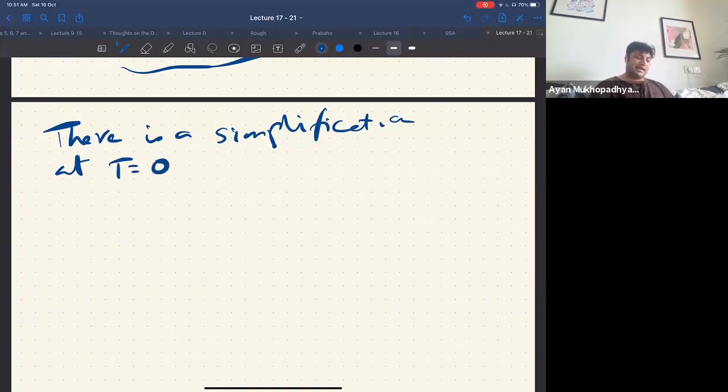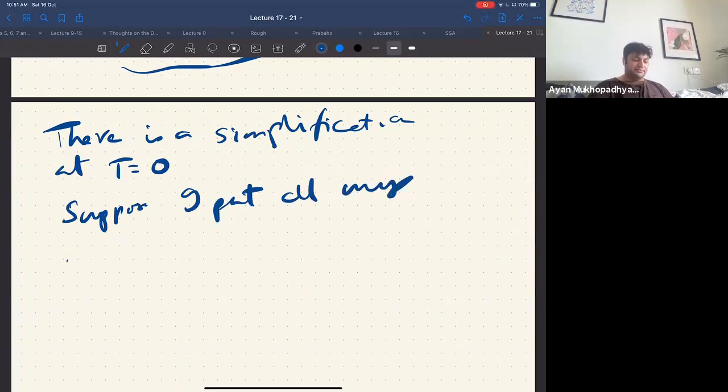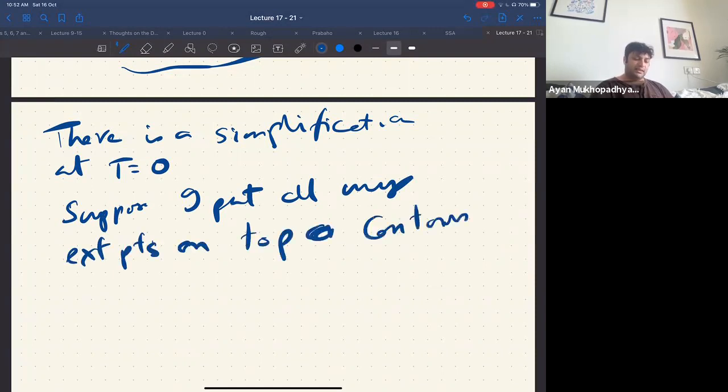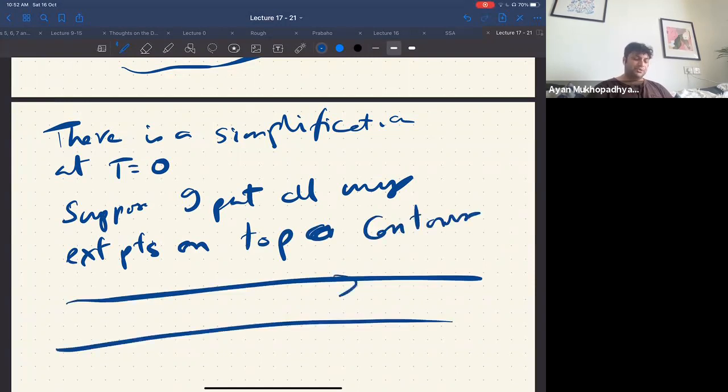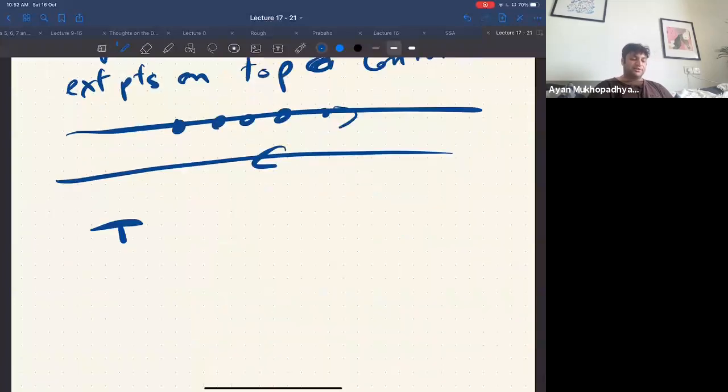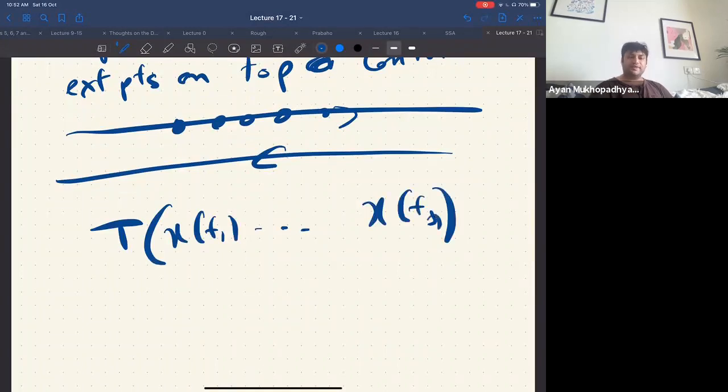So suppose I am at T. Suppose I put all my external points on the top contour. So this is my Schwinger-Keldysh contour, right? Up, top, and bottom, right? But I'm interested in n-point functions. So I'm interested only in the usual time-ordered correlation functions of x(t1), ..., x(tn). If I put everything on the top contour, it's the usual time-ordered, right?